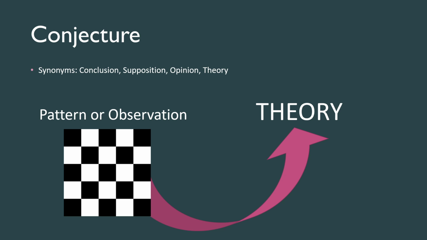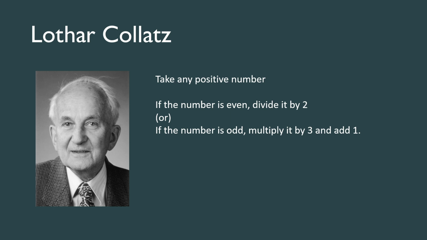It was an observation made by this gentleman, Lothar Collatz. In 1937, he introduced this idea that basically, if you take any positive number, okay, so on the number line, any number that sits to the right-hand side of zero, and you apply a condition here: if the number's even, you divide it by two, or if the number is odd, you multiply it by three and add one. You keep repeating that process until eventually the process either terminates or loops round.